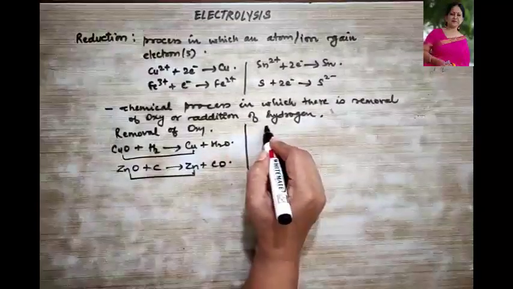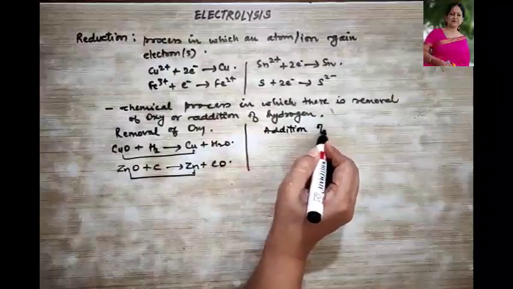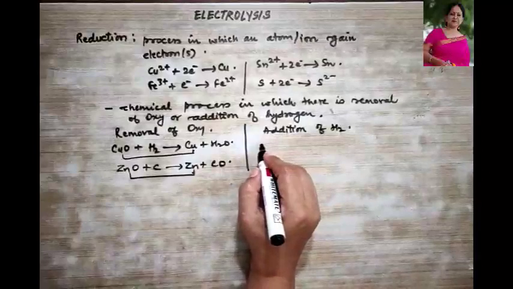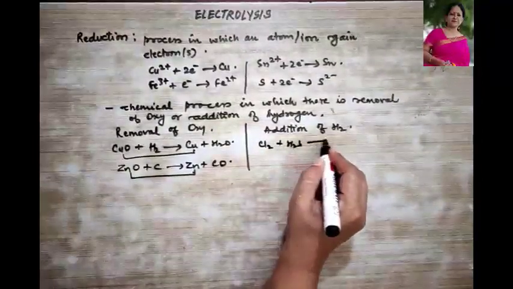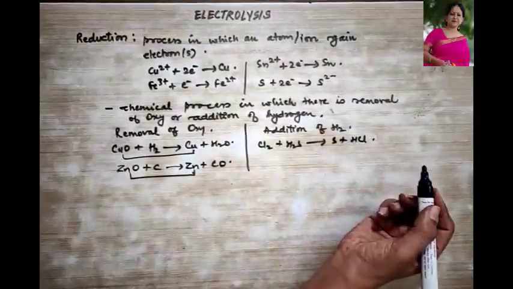Then the next one was addition of hydrogen. Let's take an example here also. Chlorine, when it combines with H2S, forms sulfur plus HCl.